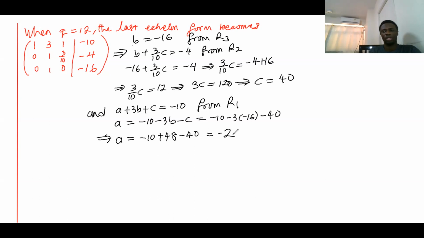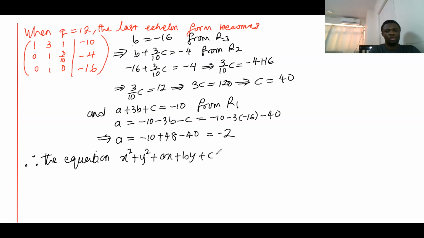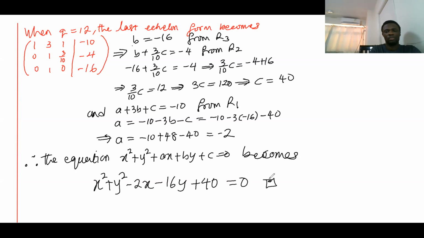So with this, we go back to our equation. Therefore, the equation of the circle x squared plus y squared plus ax plus by plus c equals 0 becomes x squared plus y squared minus 2x plus, what is b, minus 16, c is 40, equals 0. That's it.